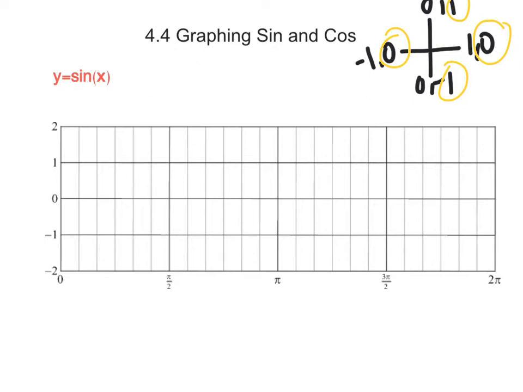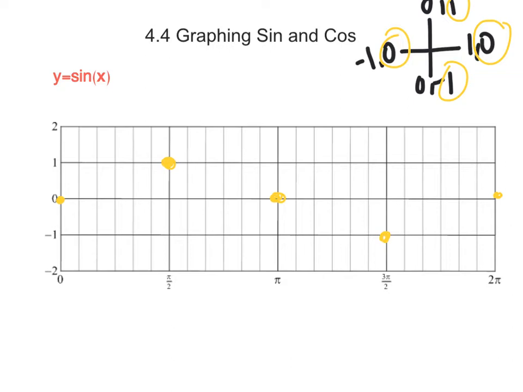So at 0, when sine is 0, I have 0. So on my graph at 0, my sine is going to be 0. At pi over 2, which is this one up here, my sine value is going to be 1. At pi, my y value is going to be 0, so we're back down to 0. At 270, or 3 pi over 2, my y value is negative 1. And then we're back up to 0.